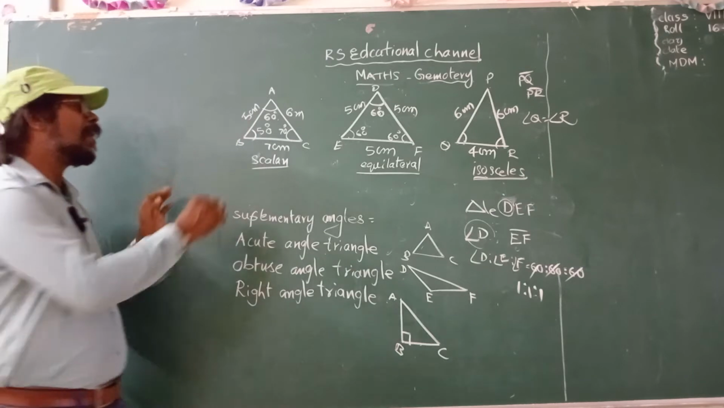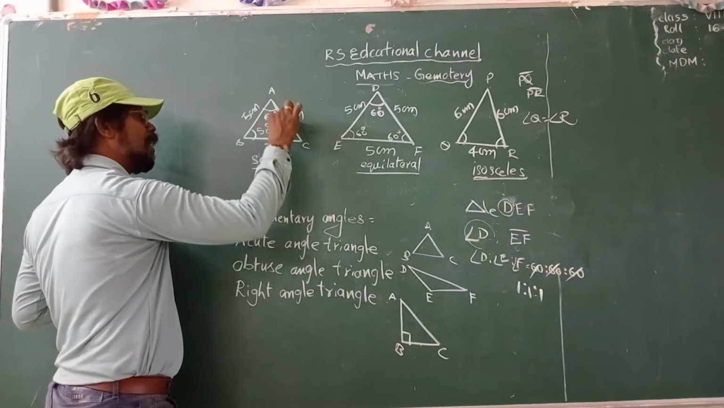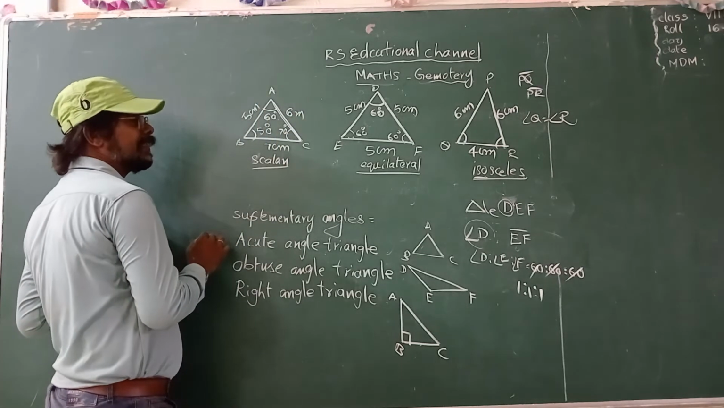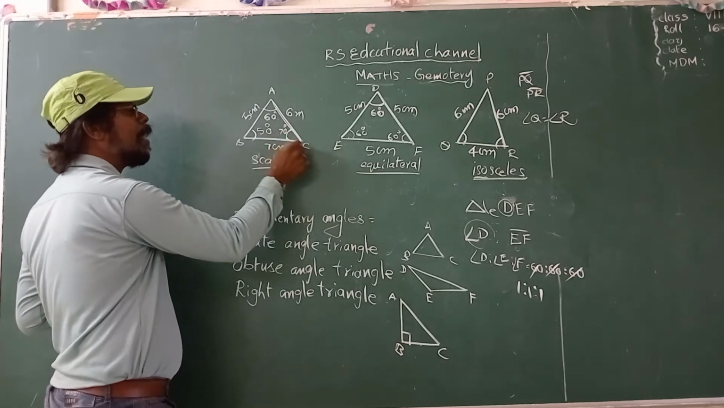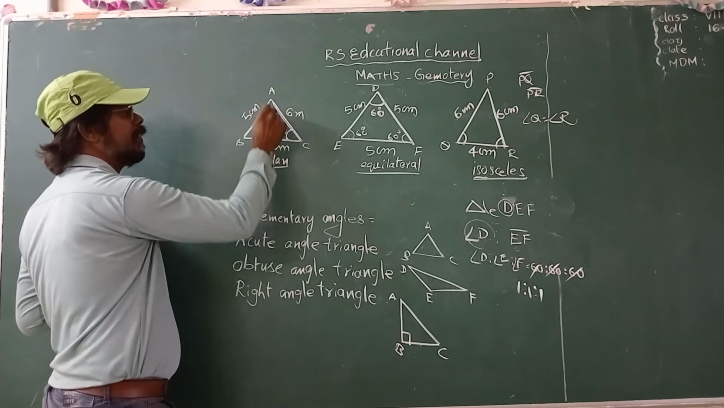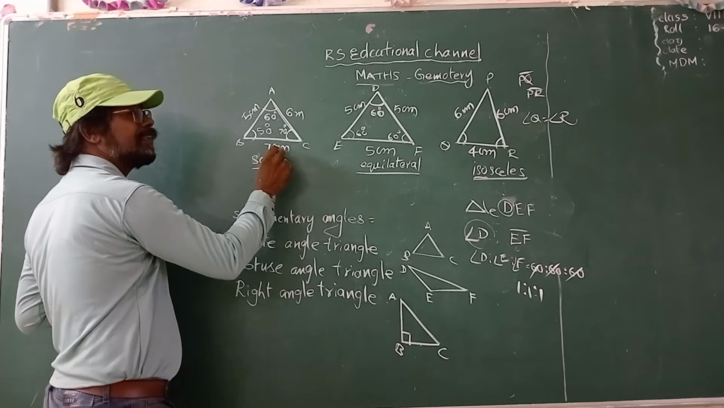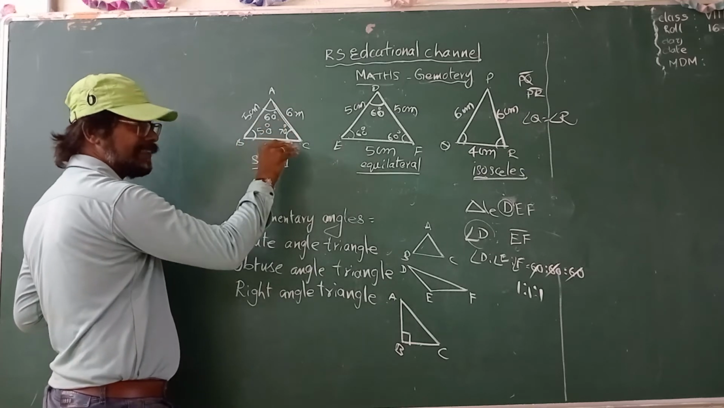So these opposite sides are AC, these opposite sides are AB, these opposite sides are BC, all in the ratio of their angles.